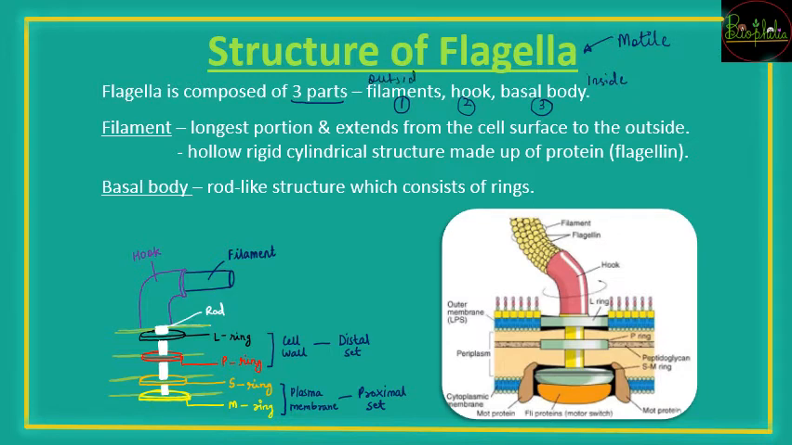So if a question is asked to give the order of components of flagella from outside to inside, what will be outermost? The outermost will be the filament, then the hook, and inside will be the basal body. Now first let's see about the filament. The filament is the longest portion and it extends from the cell surface to the outside. It is going to be thin and filamentous.